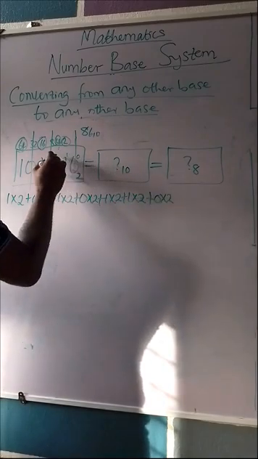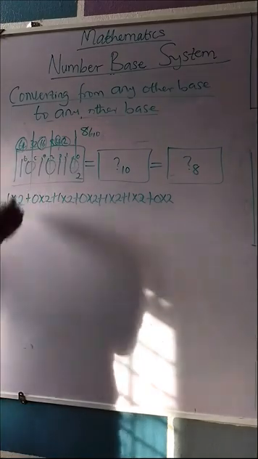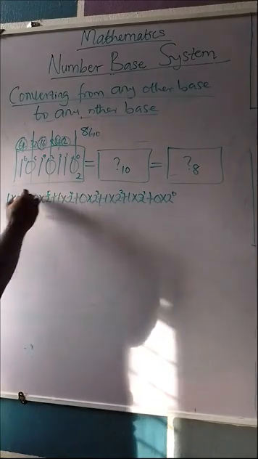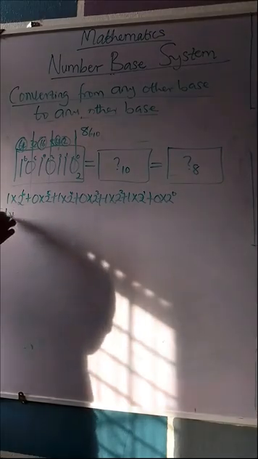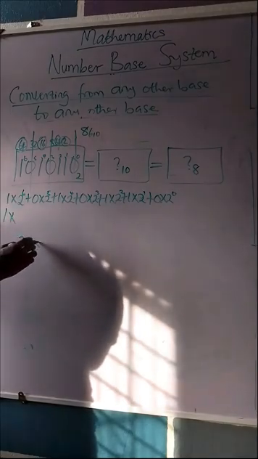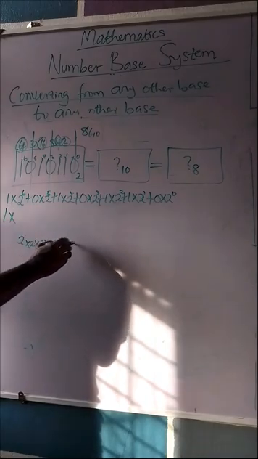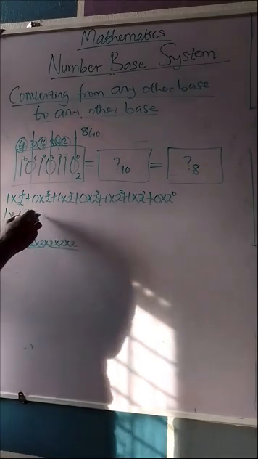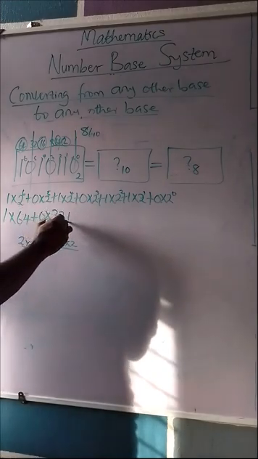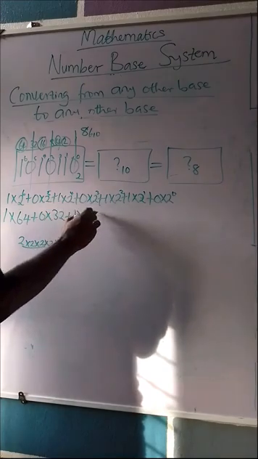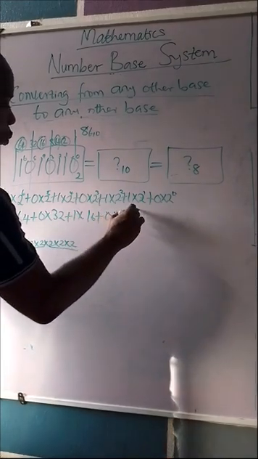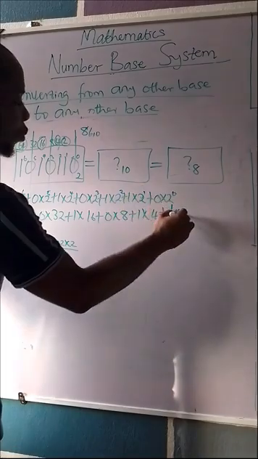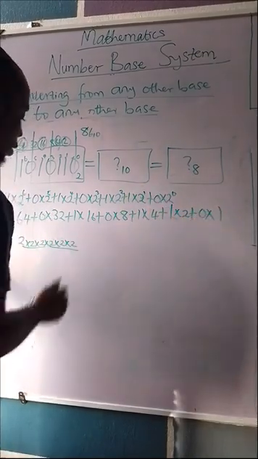Since you have positions 0, 1, 2, 3, 4, 5, 6, what are you supposed to do? This becomes 2 times 2 times 2 times 2 times 2 times 2, 6 places. So this becomes 64 plus 0 times 32, plus 1 times 16, plus 0 times 8, plus 1 times 4, plus 1 times 2, plus 0 times 1. What are you supposed to do next?